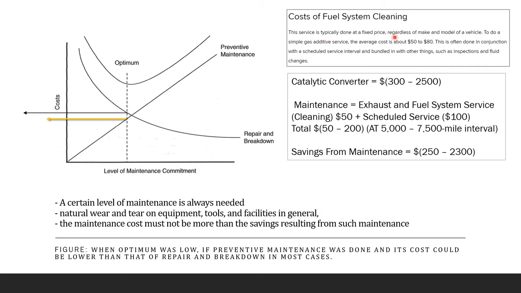Cost of fuel system cleaning. This service is typically done at a fixed price regardless of the make and model of the car. For a simple gas additive service, the average cost is $50 to $80, and this is often done in conjunction with a scheduled service interval, bundled with other things such as inspections and changes. So that goes like $50 to $80, maximum $200, depending on the size of the car anyway. All right, let's go to the next slide.